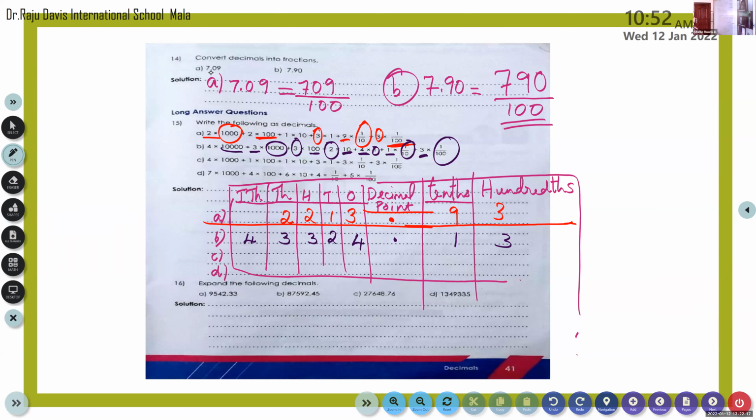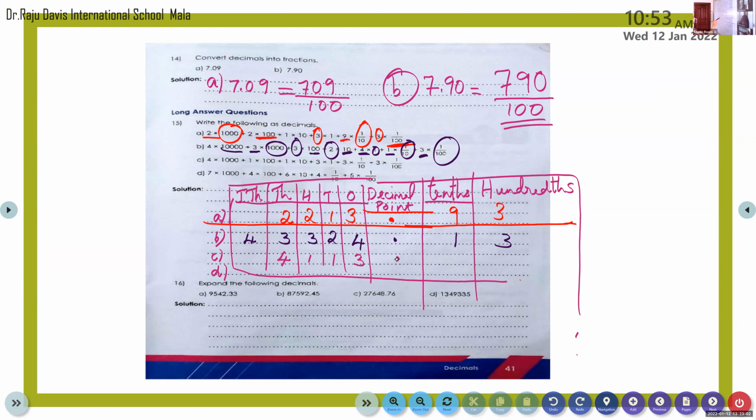Yes, Devananda. Tell me question number C. 4,000. 4 where we have to write? Yes, 4 in thousands place. Then 1 in hundreds place. 1 into 100. 1 in tens place. 3 in ones place. Okay. After that, what do we have to do? Place the decimal point.